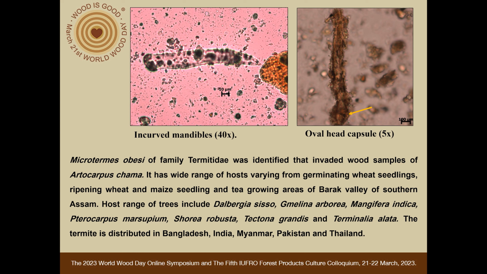It has a wide range of hosts, varying from germinating wheat seedlings, ripening wheat and maize seedlings, and tea-growing areas of Barak Valley of southern Assam. The host range of trees includes Dalbergia sissoo, Gmelina arborea, Mangifera indica, Pterocarpus marsupium, Shorea robusta, Tectona grandis, and Terminalia alata. The termite is distributed in Bangladesh, India, Myanmar, Pakistan, and Thailand.